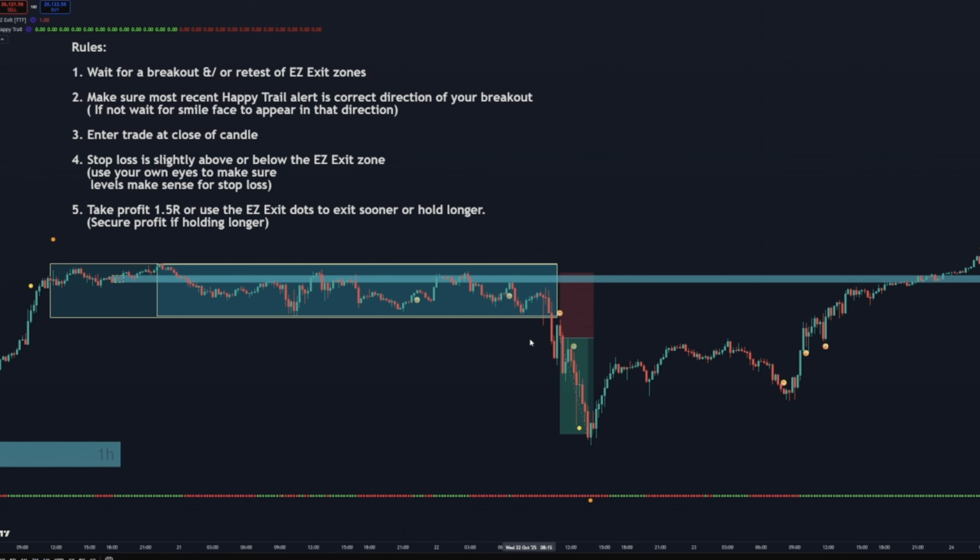For me, that along with the basic price action reading I just explained to you guys is enough for me to say I would enter. I've had the breakout, the retest, the upside down smiley face, and then I'm going to enter it.